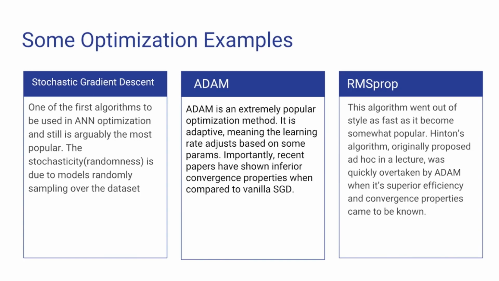So RMSprop is one of those functions that really was gone as soon as it appeared. It was popular for a very short period of time after he presented it off the cuff in a lecture. He later formalized it in a white paper, but it was quickly taken over by Adam when efficiency and convergence properties proved superior to it.